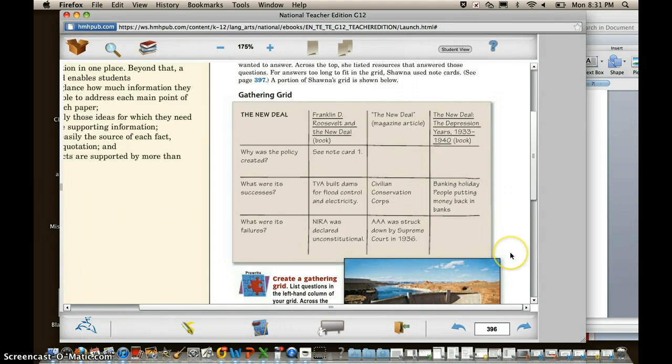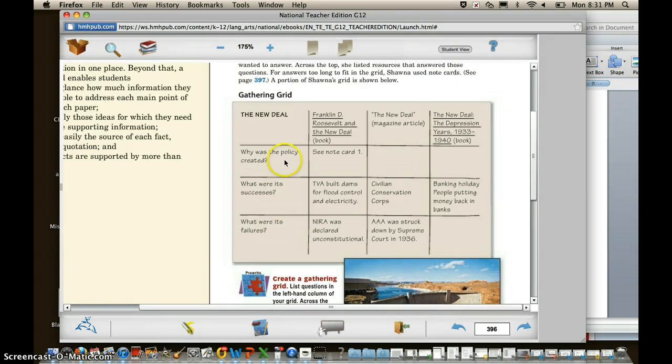So after all my talking, you should now be on page 396, and I just want to show you briefly about the gathering grid. So here's our gathering grid here. I'm not going to ask you to really make one, but I do want to show you how this works, because it might help your note card organization.